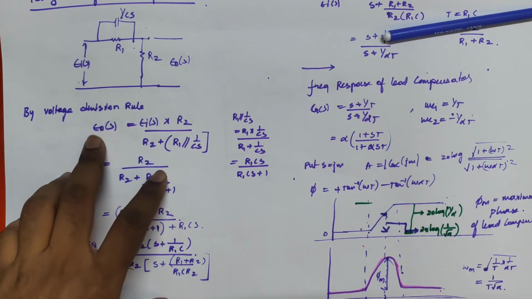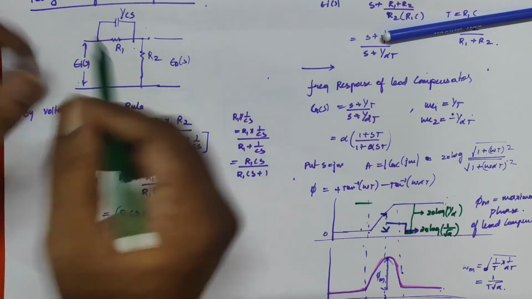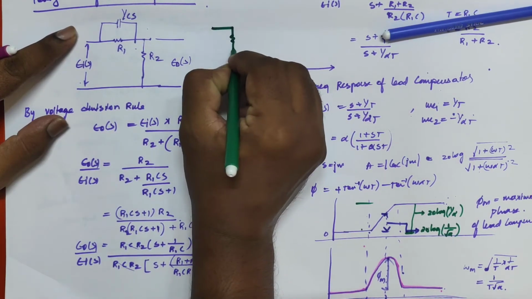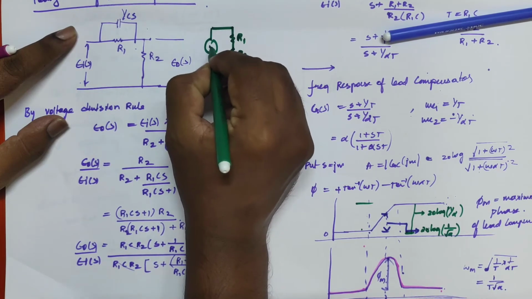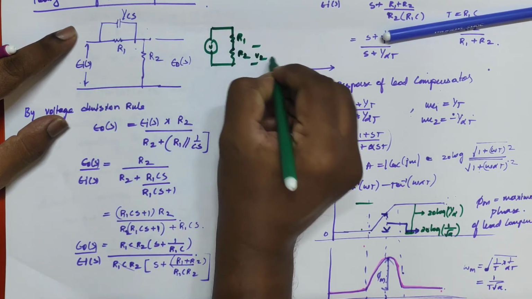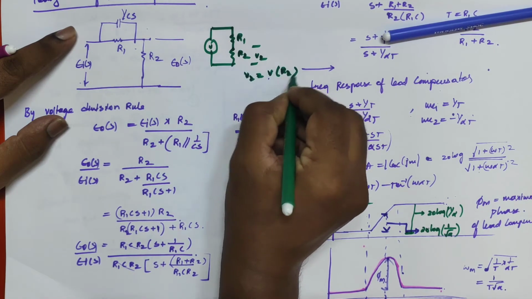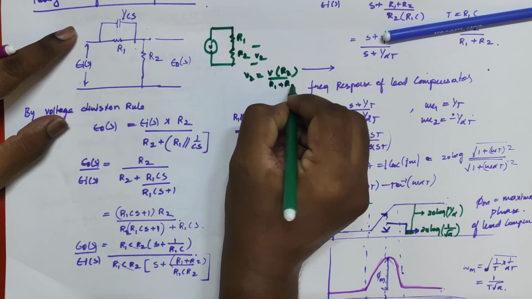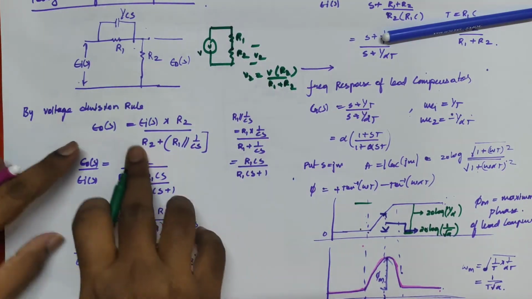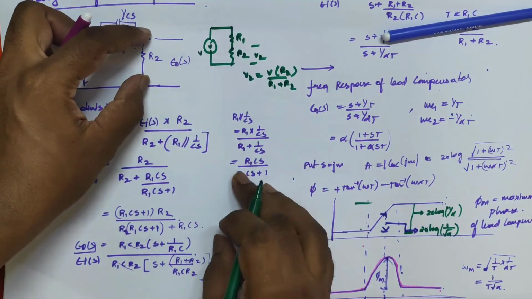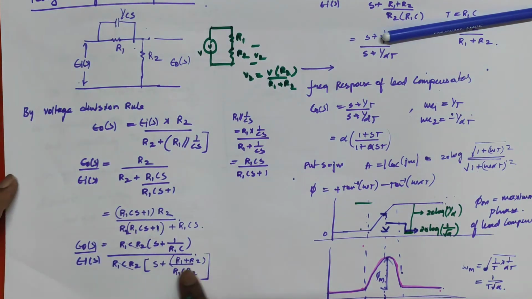So for this, V naught equals what? If you have two resistors in series, R1 and R2, and any voltage source, then the voltage across R2 is V2 equal to the supply voltage into R2 by R1 plus R2. The same thing we did here. The supply here, this is our V2, and to get the voltage across this, I did this after final calculation.